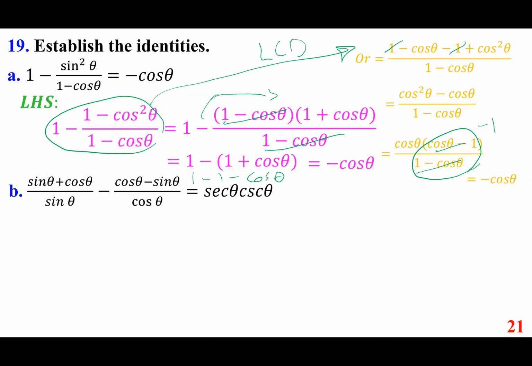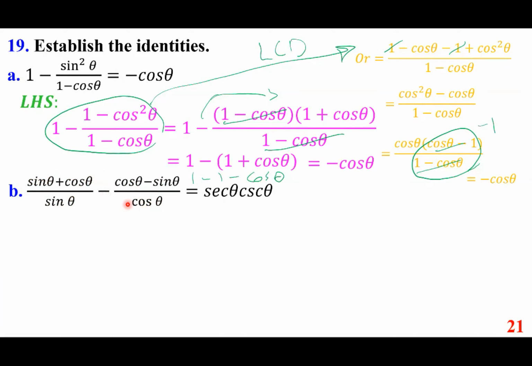We want to prove this. The left-hand side, obviously, is more complicated. We have a couple of fractions: sine theta plus cosine theta over sine theta, minus cosine theta minus sine theta over cosine theta. Let's take a common denominator, which is sine theta times cosine theta. Then we raise this fraction by a factor of cosine theta. We multiply this one by cosine theta.